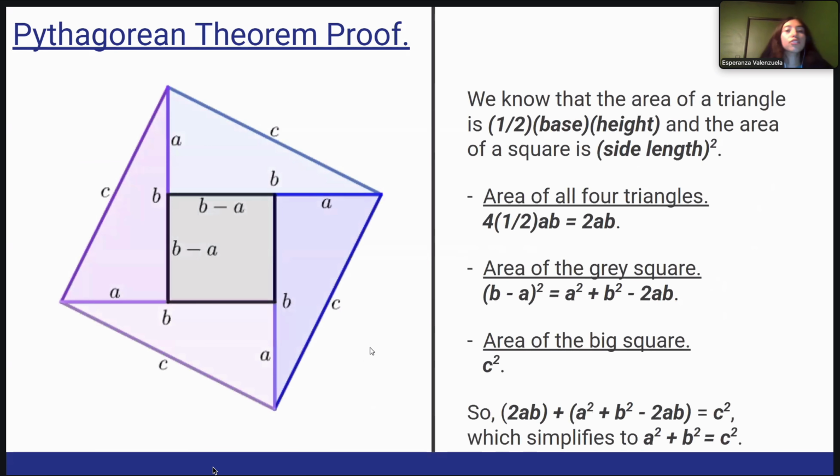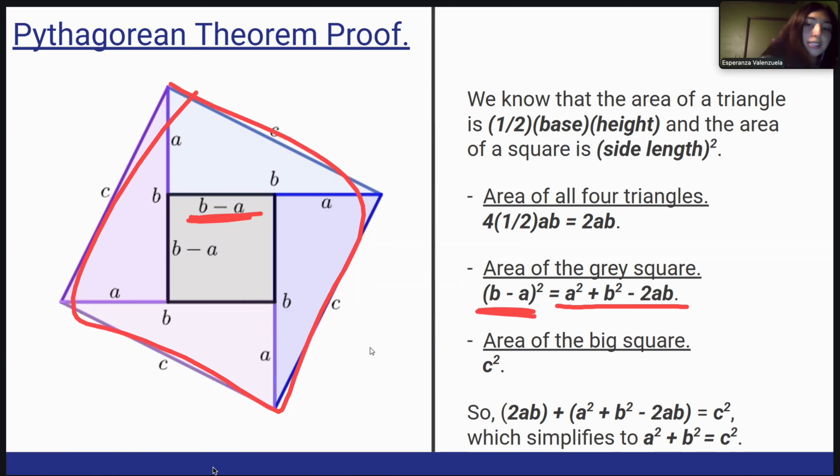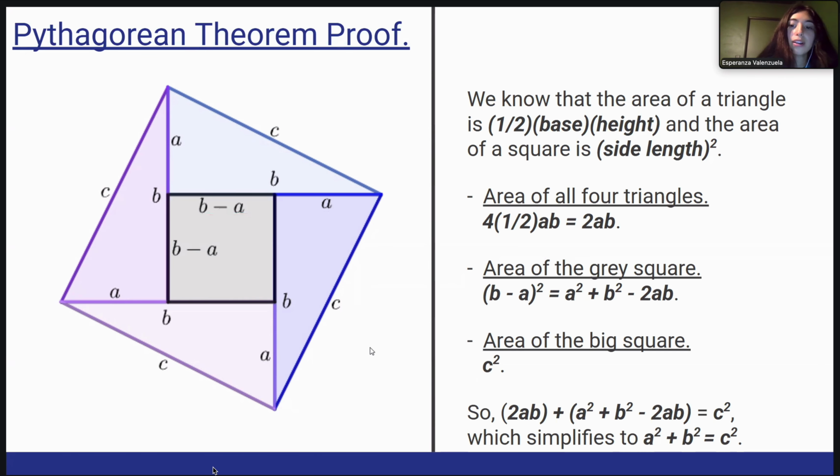Now recall that the area of a triangle is 1/2 times base times height, and the area of a square is side length squared. And since all four of these triangles are congruent, the area of all four triangles is 4 times 1/2 times AB, which simplifies to 2AB. And the area of the gray square is B minus A squared, and that simplifies to A squared plus B squared minus 2AB. And the big square has side length C, so the area is C squared. So now we know that the area of the four triangles plus the area of the gray square equals the area of the big square, which is this. And that all simplifies to A squared plus B squared equals C squared, which concludes the proof of the Pythagorean theorem.